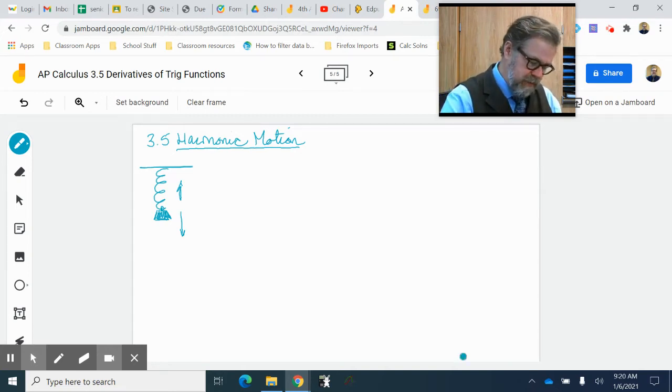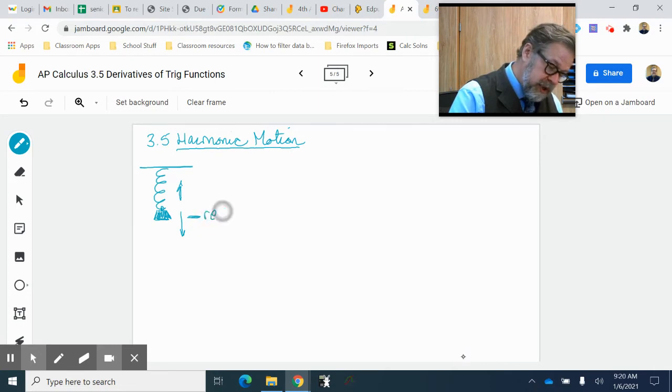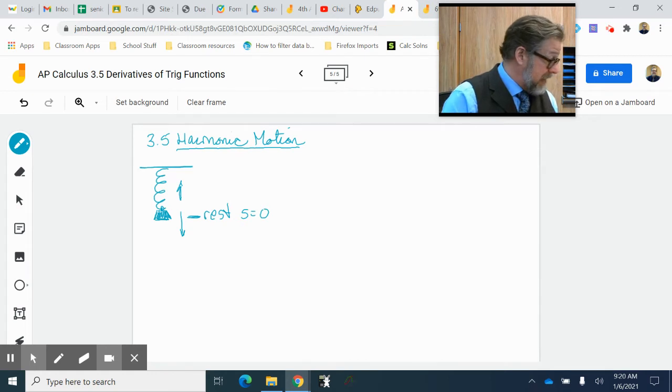But think about it, it goes up, it comes down, it goes up, it comes down. And if you're ignoring the friction, this really looks like a trig function. So we're going to define a couple spots. At rest, the spring has a position of 0. The maximum stretched position down here, if I drag the spring down and stretch the spring out as far as it will go, is a position of 5.